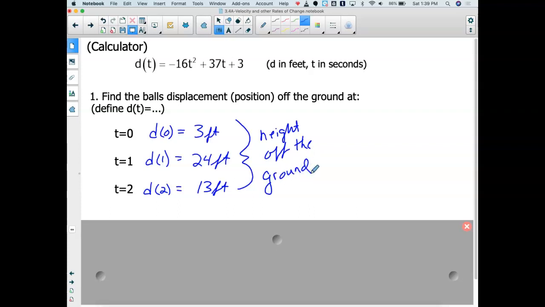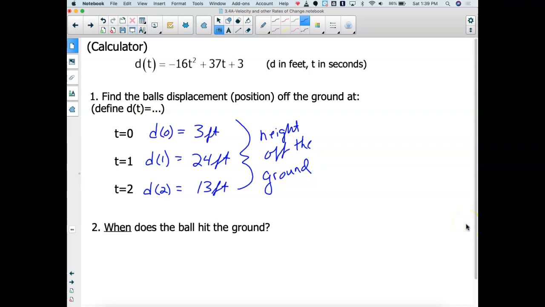Okay, and we're going to take that a step further. There's zero calculus involved here. We have done nothing. This is all pre-calc, finding the position. Here's my displacement or position of the ball at any time t. All we're doing is plugging 0, 1, and 2 into the displacement. D is in feet, t is in seconds.